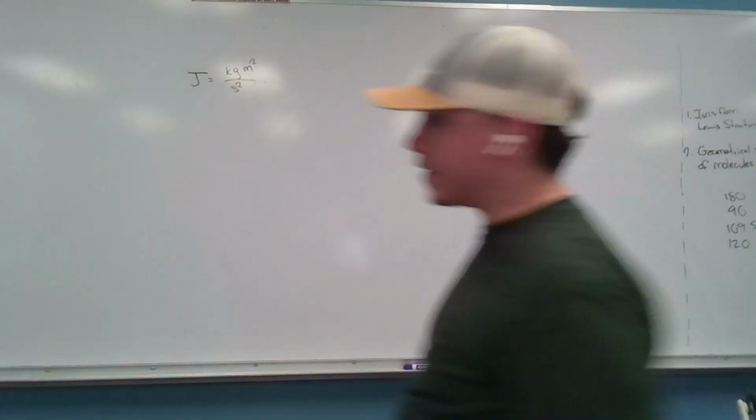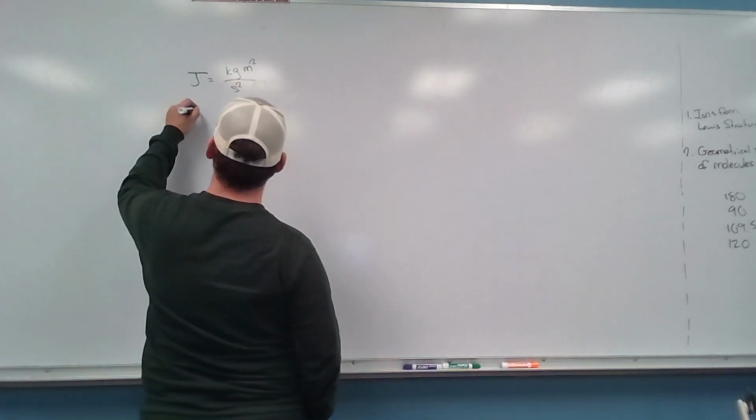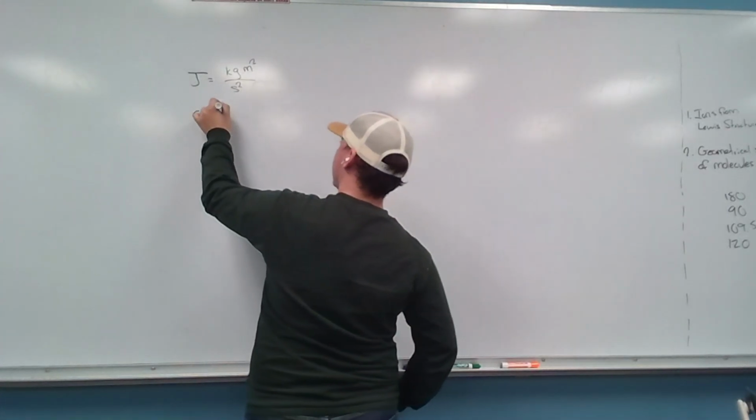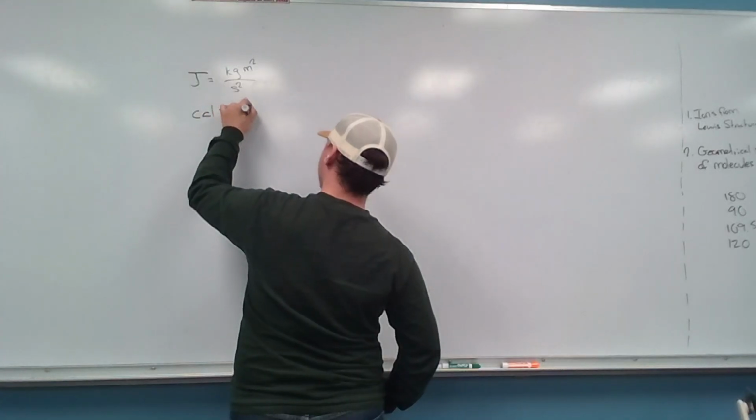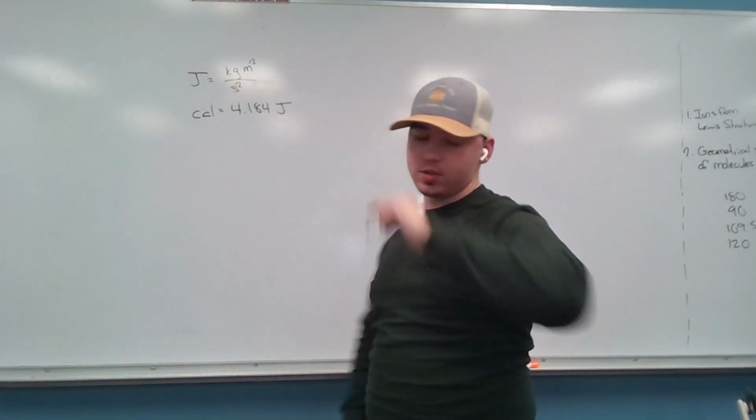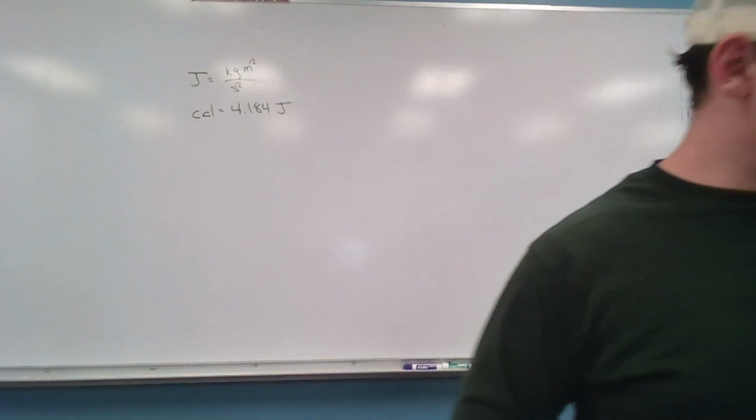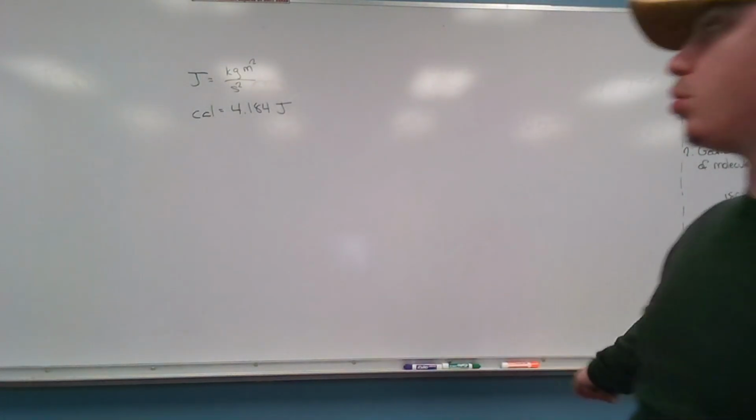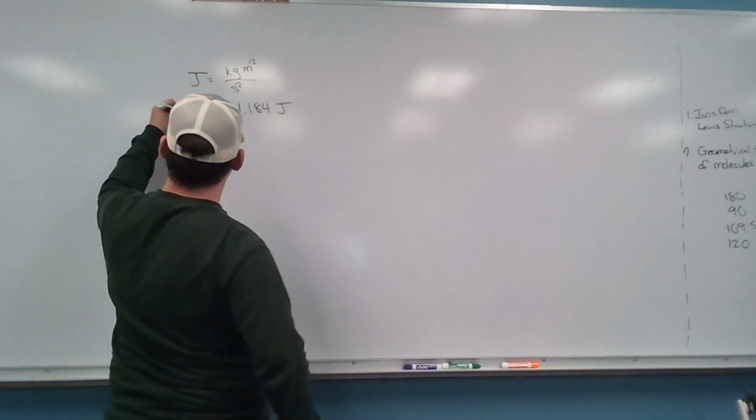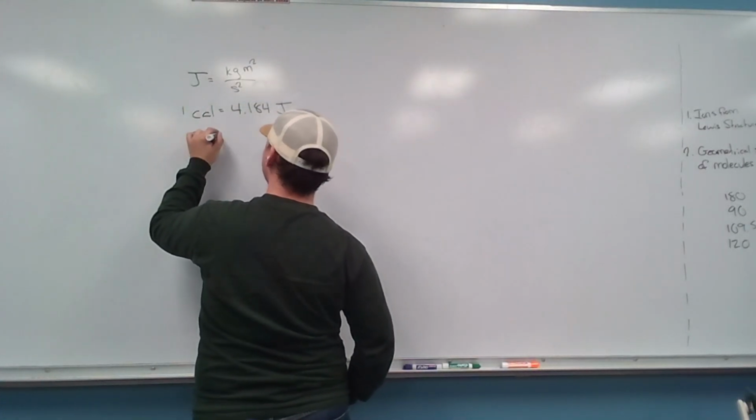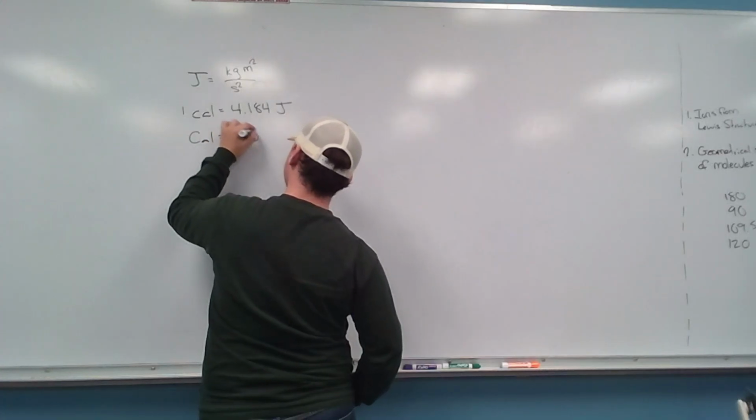Then we have a calorie. A calorie is another measurement of energy. Notice how this is a lowercase c. It is equal to 4.184 joules. And a calorie is used a lot in organic chemistry. Don't mix it up: it is 1 calorie for 4.184 joules. A kilocalorie, capital C, is equal to 1,000 calories.